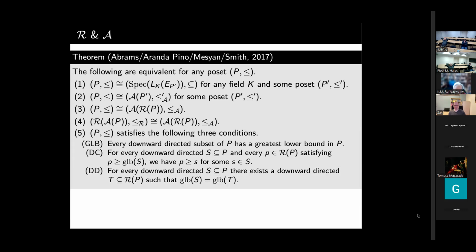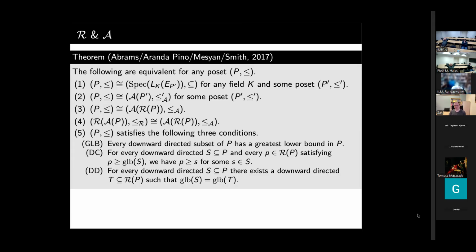So first of all, they have to have that greatest lower bound condition. Certainly any partially ordered set that's realizable as the prime spectrum of a ring has to have that. And then there's a couple of other conditions that are slightly technical. I'll talk about them a little bit more in a minute.